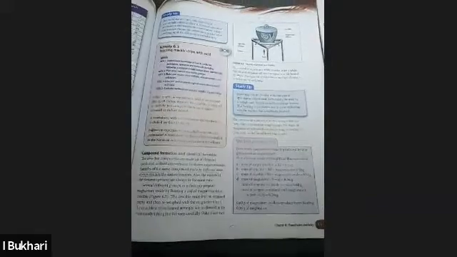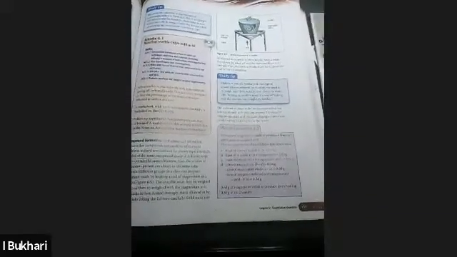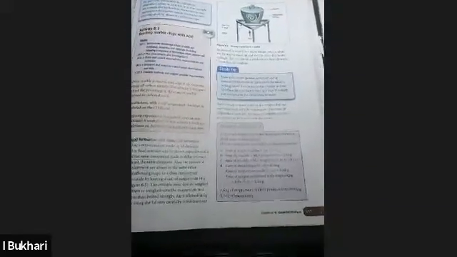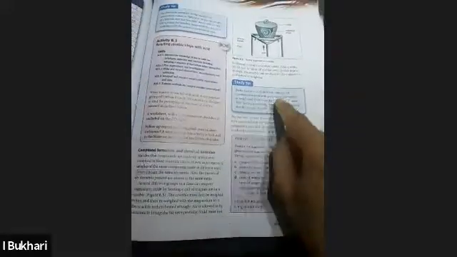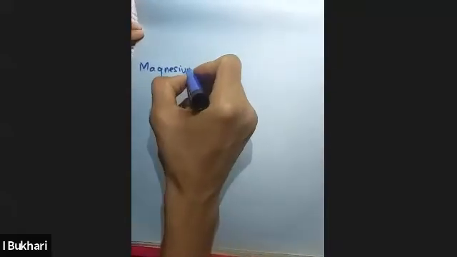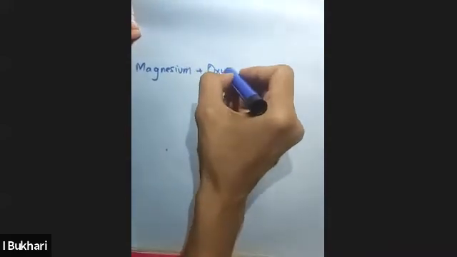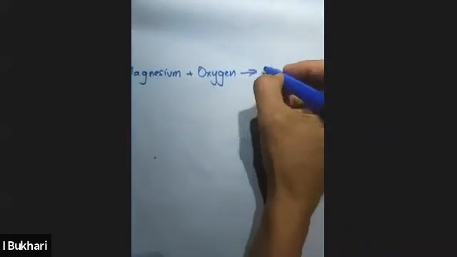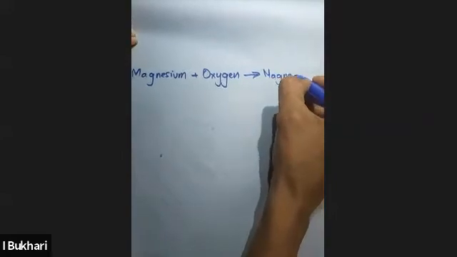Now, in this experiment, the compound we are going to study, the formula of which we are going to study, is magnesium oxide. And the reaction will be magnesium reacting with oxygen to give magnesium oxide. This is going to be the reaction.